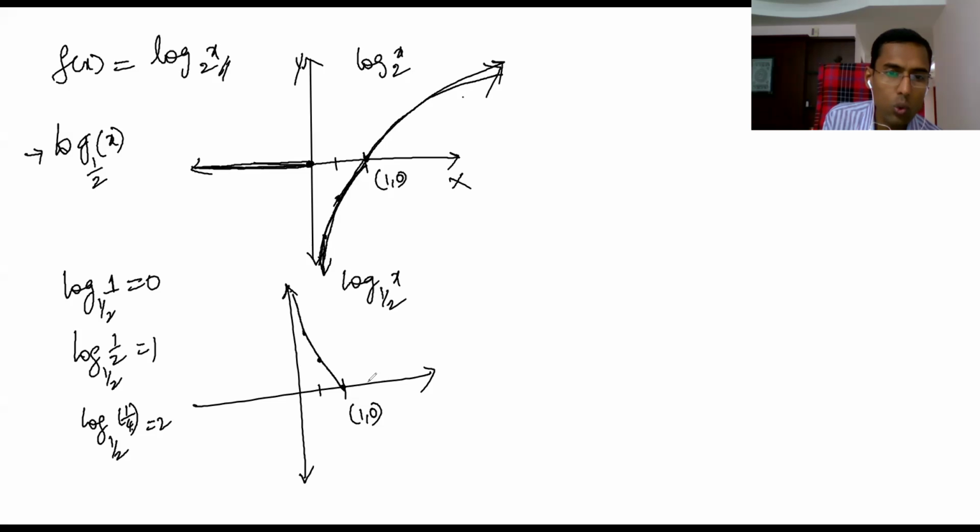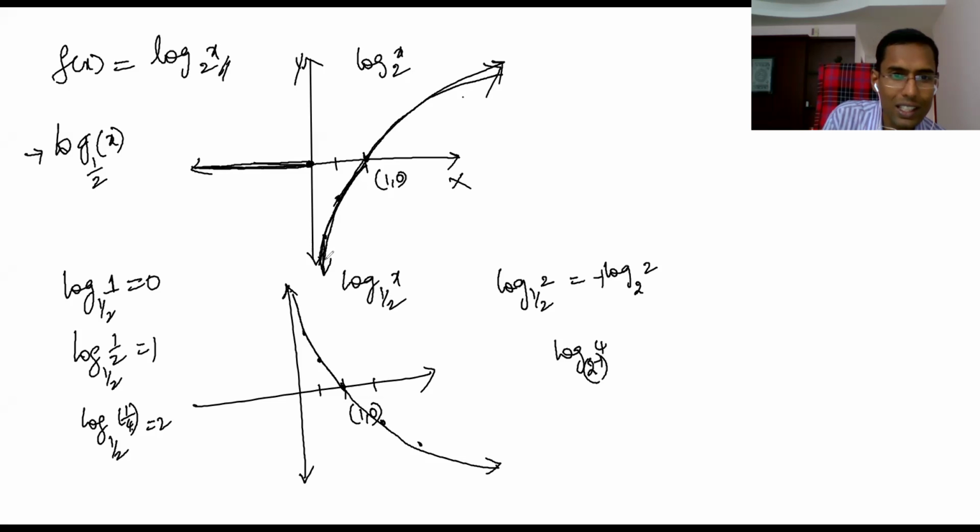And if I take 2, what will happen? This is 1. If I take 2, log 2 to the base 1 by 2, which is log 2 to the base 2 power minus 1, is -1. So it comes here. Then log 4 to the base 2 power minus 1, 1 by 2 means 2 power minus 1, that is -2. So like this, it goes down. So the curve is like this.